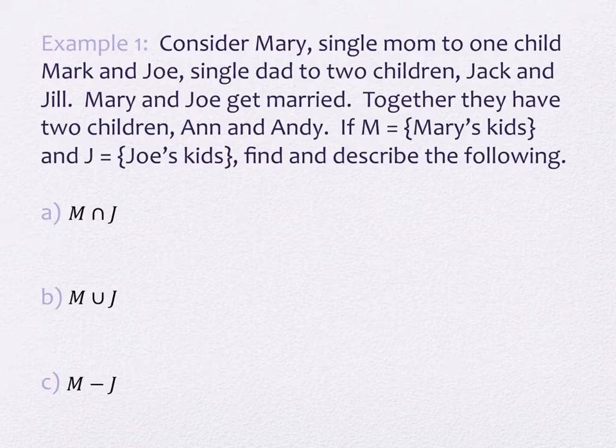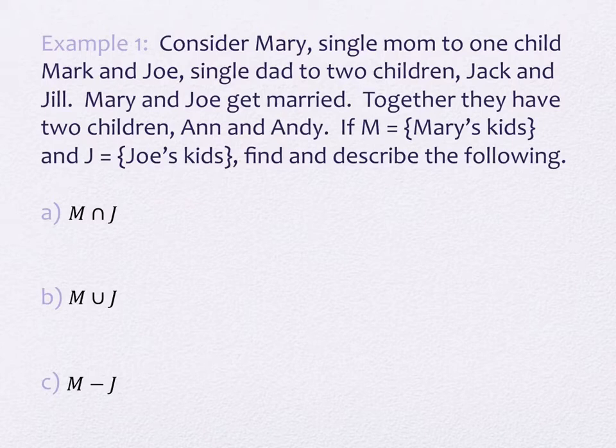If M represents Mary's kids, and we're talking biological here just so I can make a concrete example, so please don't tell me that they're all kids. I agree with you, but for the sake of what we're talking about, genetics, M is Mary's kids genetically and J is Joe's kids genetically. We're going to find and describe each of the following.